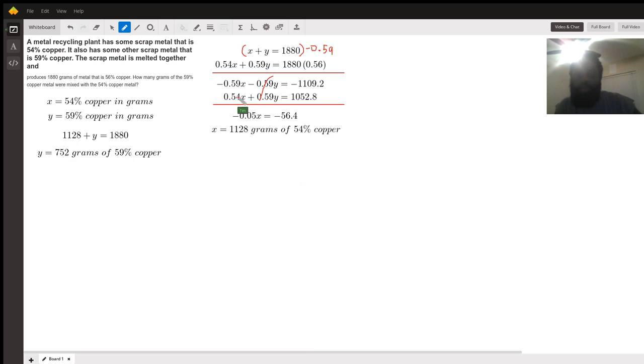Negative 0.59x plus 0.54x equals negative 0.05x. Negative 1,109.2 plus 1,052.8 gives us negative 56.4. Okay. Then we divide negative 0.05 to both sides to get x equals 1,128 grams of 54% copper. Okay. So this is the amount of grams in the 54% copper.